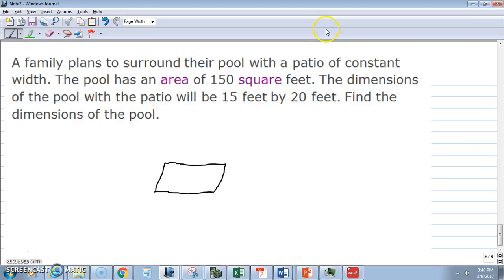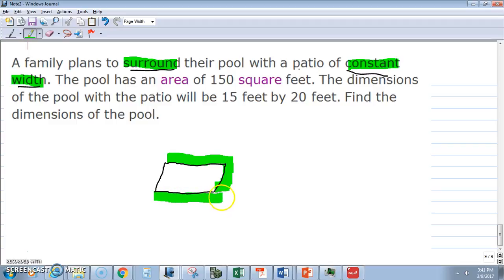Here's my pool. And then I have a patio of a constant width that surrounds the pool. I'm going to highlight that because those are the two words I picked out: surround and constant, right? Constant width. And that means that I'm going to make the patio green too. I have this patio that's all the same width. It's not skinnier anywhere. It's not fatter anywhere. I know mine kind of looks like that, but it's not really. Around the whole pool, okay?